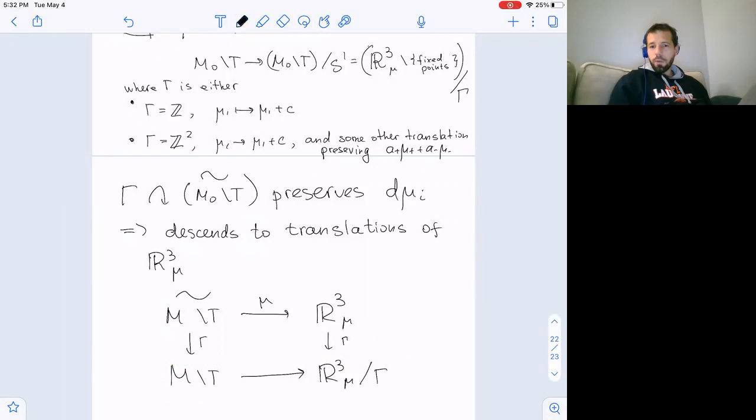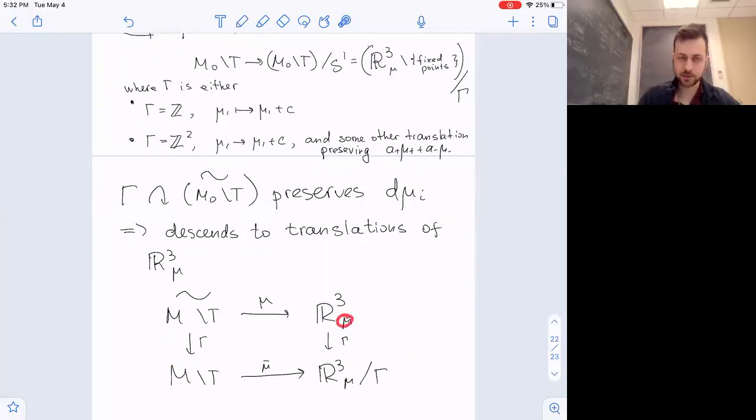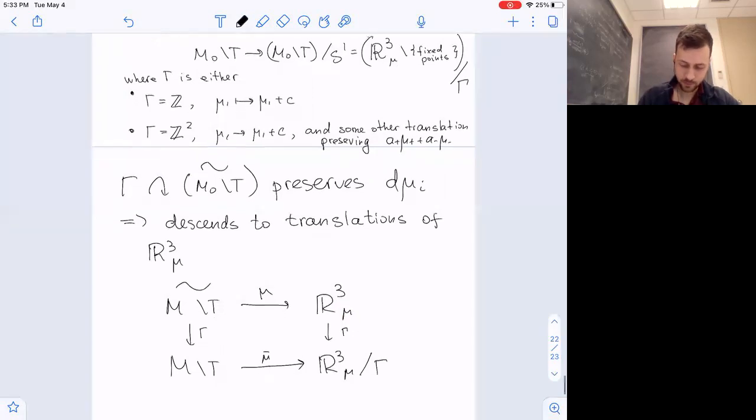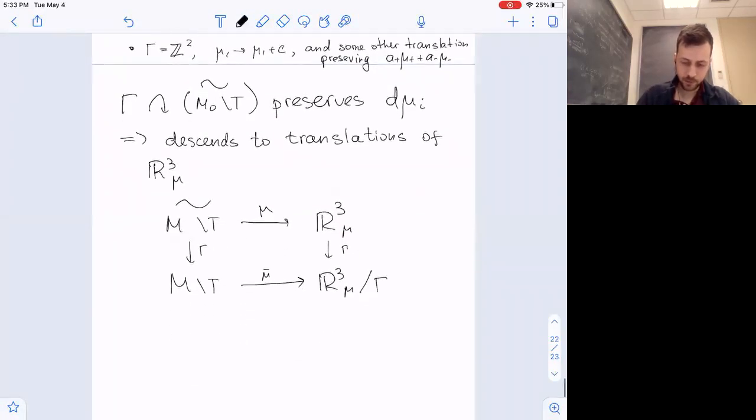Can you say again, what do you mean by R3 mu? Yeah, by mu, I just wanted to highlight that this is not just random R3, this is R3 with the moment coordinates. Just to highlight that this is a specific distinguished R3, which appears here. So this is really the moment map which you have, and it factors through the orbit space. And this is isomorphic to the orbit space.